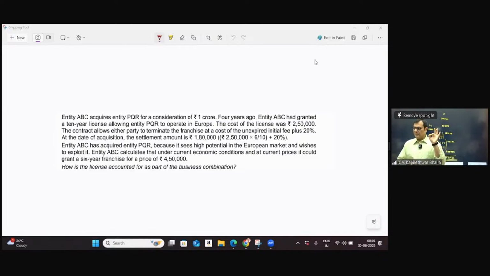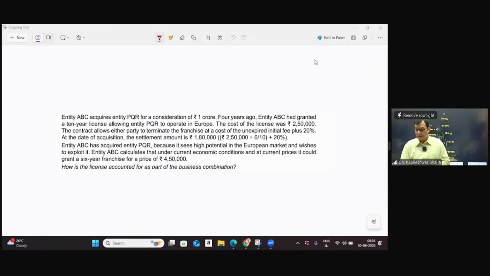1,50,000. Absolutely correct. So he says that the amount to be paid as compensation is going to be the unexpired fee 150 plus 20%. So 150 plus 20% would make it 180. And he's already given the calculations in the bracket, though that was not required, we could have done those calculations on our own. The settlement amount is already defined: this is what is to be paid if the contract stands terminated.